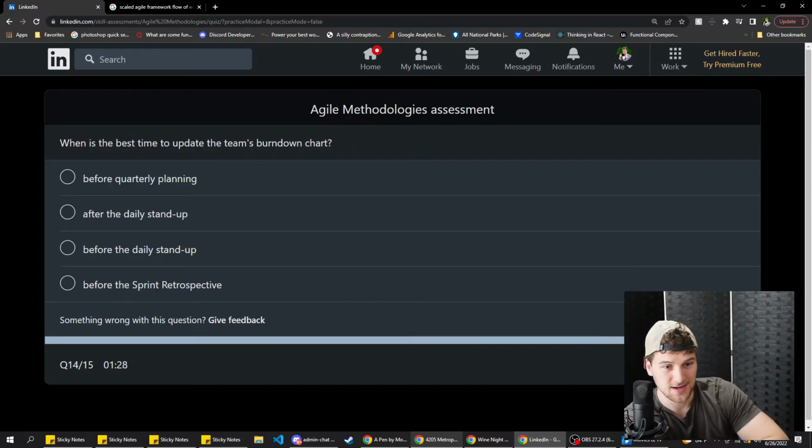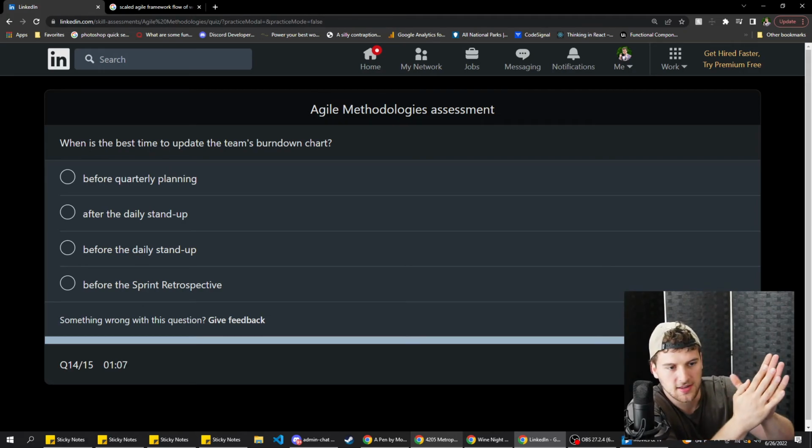What is the best time to update the team's burndown chart? Isn't it daily, right? To manually update the burndown chart? Does that not automatically happen as you're moving tickets through your system? Before the sprint retro, so you'd want to do it daily, definitely. So I imagine it's either B or C.